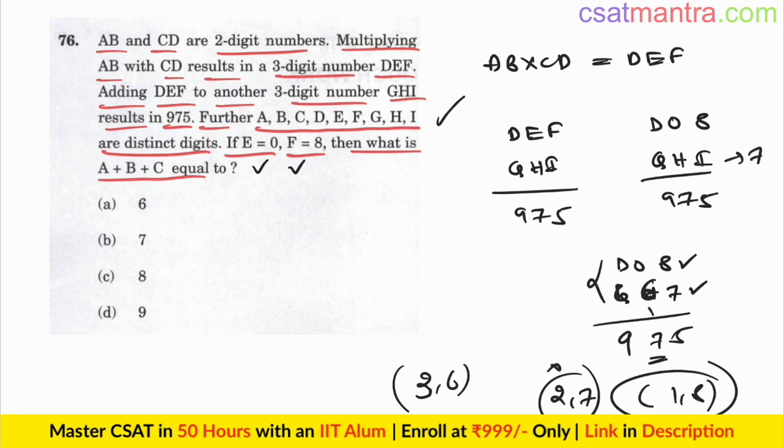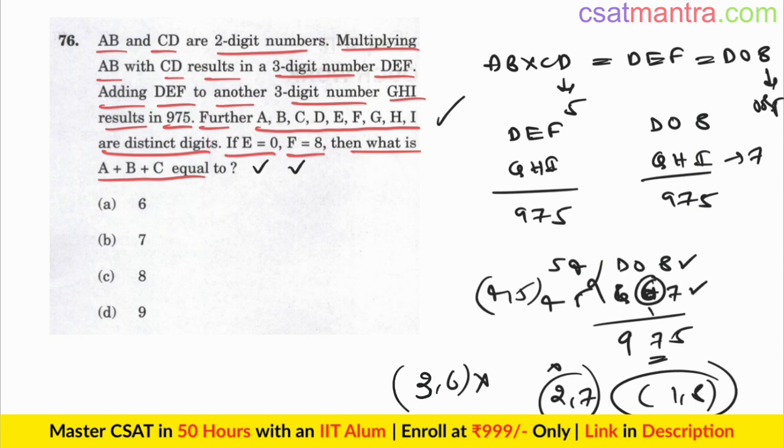Can we have 3 and 6? 6 is covered here, so we cannot have 6 again. Can we have 4 and 5? Yes, D can be 4 or D can be 5, G can be 4 or G can be 5. Now if you see, this is D08. If D is 5, the last digit would be always 0 or 5, but we have 8 here. So D cannot be 5.